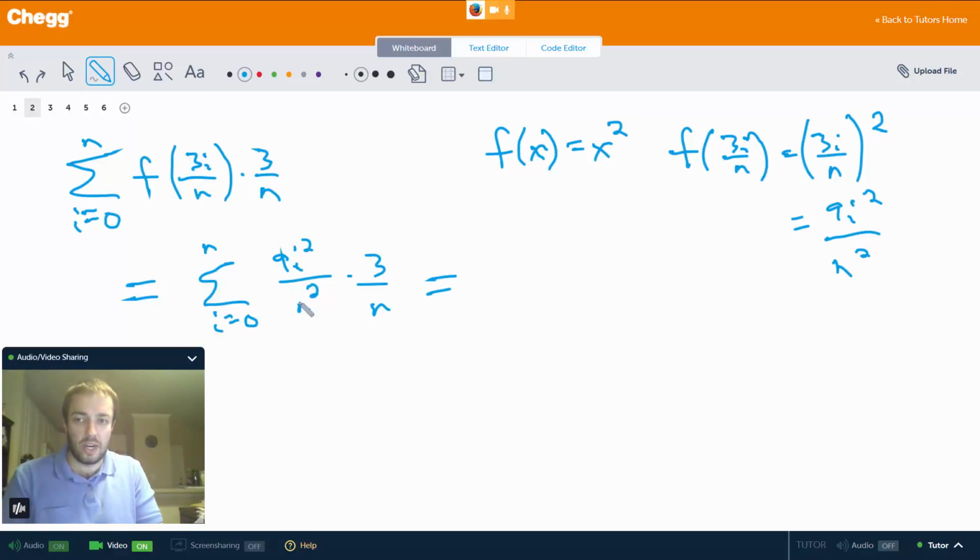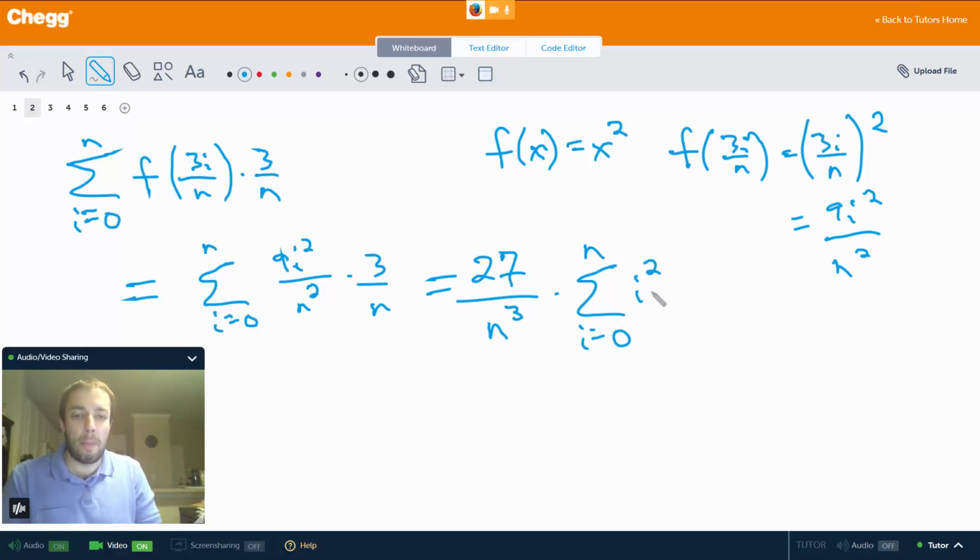So n is just a constant as far as the sum is concerned, but i is not a constant. n is, which is why we can pull n out. So when we pull out the 9 times 3 on top and the n squared times n on bottom, we get 27 over n cubed times the sum from i equals 0 to n of i squared.